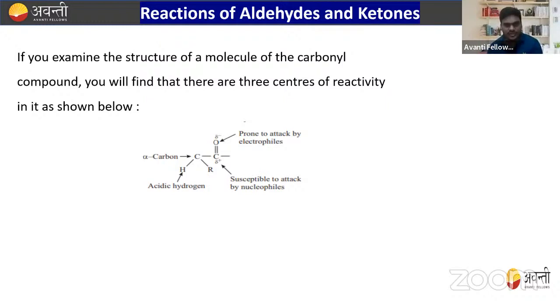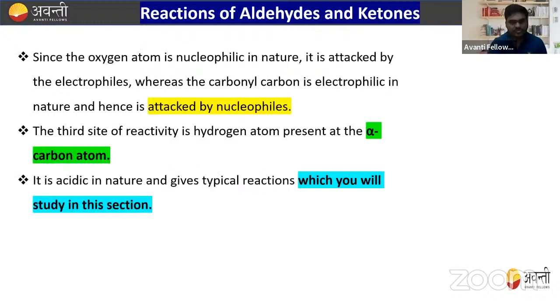So you'll find the three centers of reactivity. Three centers of reactivity means we have an electrophile, a nucleophile, and the presence of an acidic hydrogen as well. Now, since the oxygen atom is nucleophilic in nature, it is attacked by the electrophile, whereas the carbonyl carbon is electrophilic in nature and hence it is attacked by the nucleophile. The third site of reactivity is the hydrogen atom present at the alpha carbon atom. So it is acidic in nature and gives a typical reaction which we are going to study in this section. So why are they acidic in nature? Due to the presence of alpha hydrogen. So you can also remember this point.